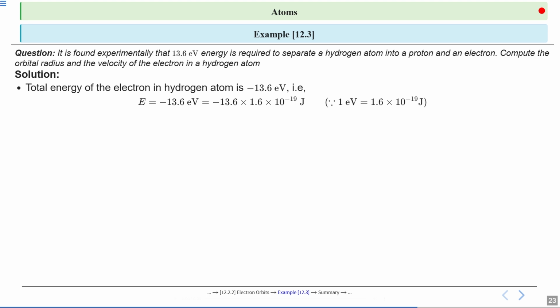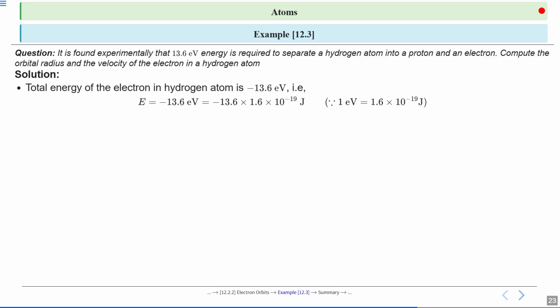I am explaining again that we require 13.6 electron volt to separate a hydrogen atom into a proton and an electron. That means to remove the electron from the hydrogen atom, we need 13.6 electron volt of energy. So in a hydrogen atom, the electron has energy minus 13.6 electron volt. When we give 13.6 electron volt of energy to the electron, the total energy becomes minus 13.6 plus 13.6 equal to 0, and the electron will escape.